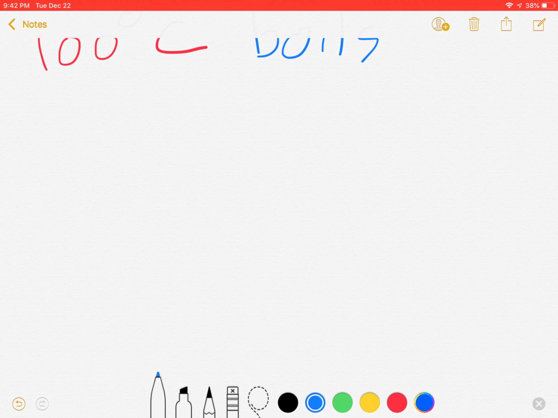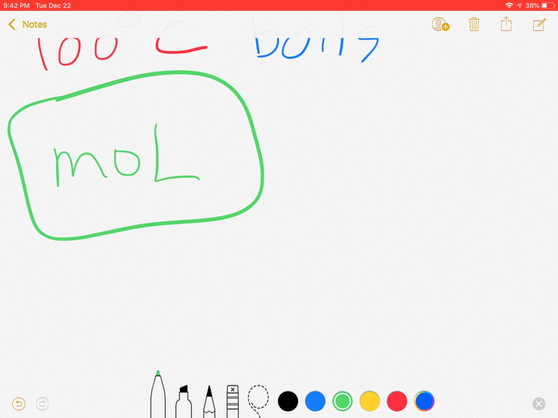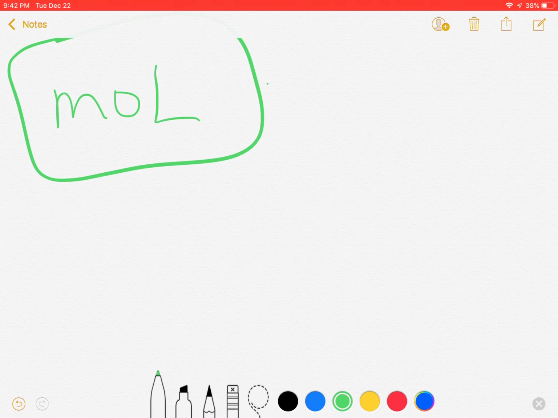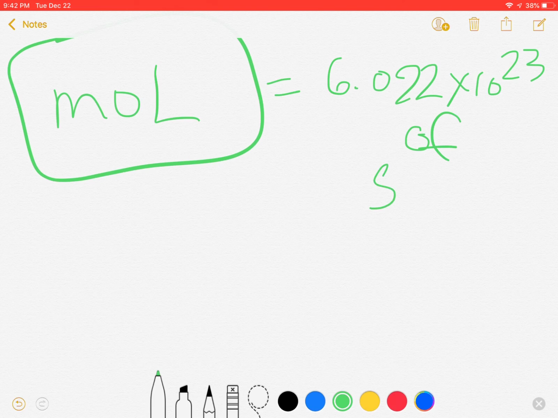Awesome. The last unit that you want to keep in mind is the mole. And I'll box it in to show that it's really important for you to understand. So whenever I say I have a mole of something, it means it's basically shorthand of saying I have 6.022 times 10 to the 23 of something.